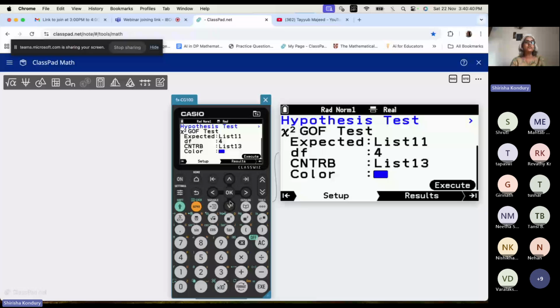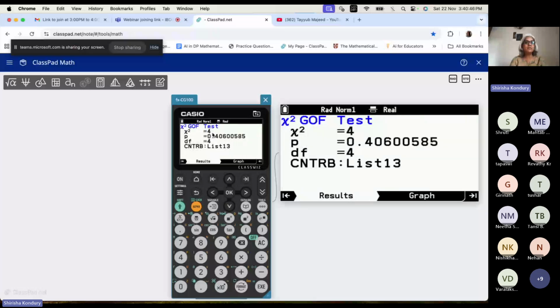Again, we've got a statistical measure of 4 and we have got a probability value of 0.406. At 5%, we know P is greater than, so we will accept the null hypothesis, correct? Which means we will say that yes, the die is fair.